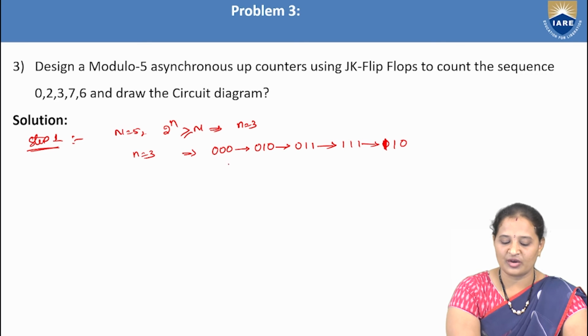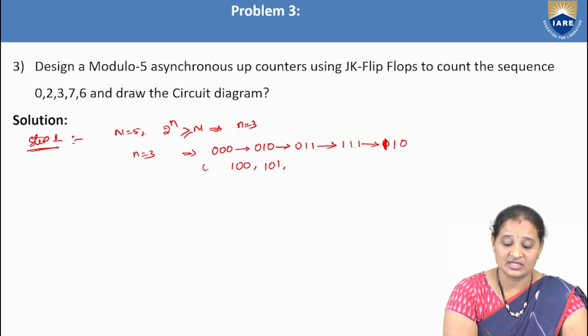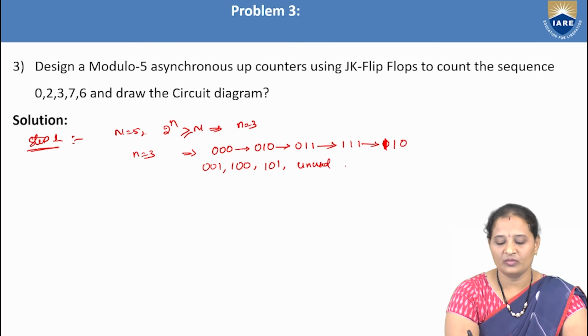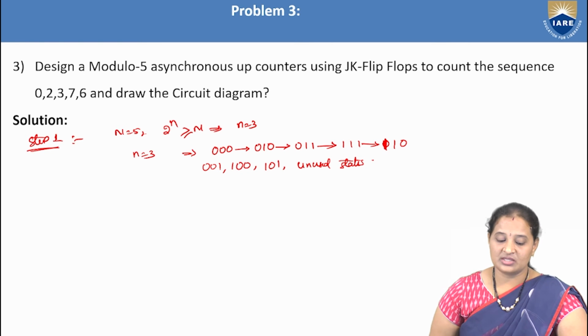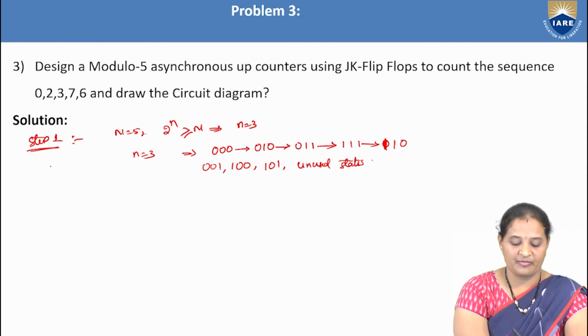And here we have unused states. What are the unused states here? That is 1 0 0, 1 0 1, and 0 0 1. These are the unused states. Okay, so this is step 1.